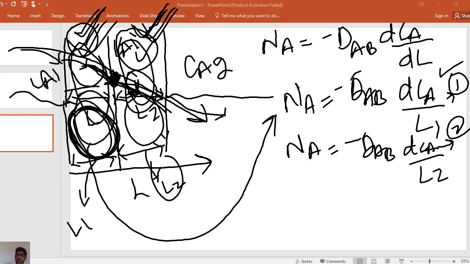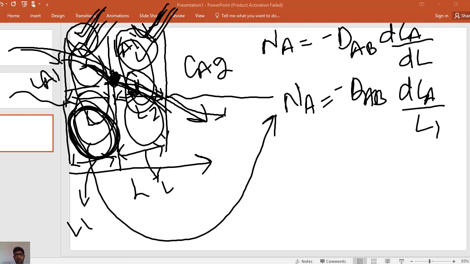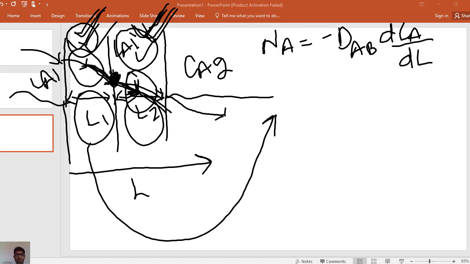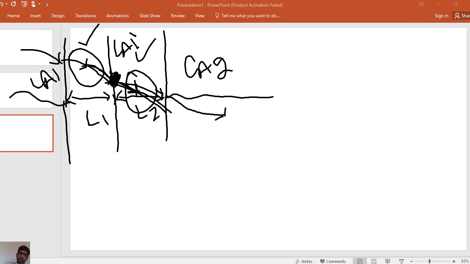this diffusivity is the diffusivity of component A in component B in the gas region. This is the diffusivity of component A in the liquid. So these diffusivities are different from each other. So from equation 1 and equation 2 we will get some relation which will be given below. So NA is equal to minus DAB over L1 dCA.